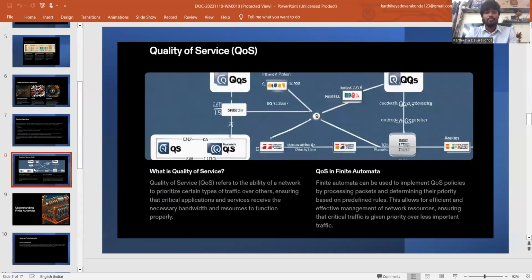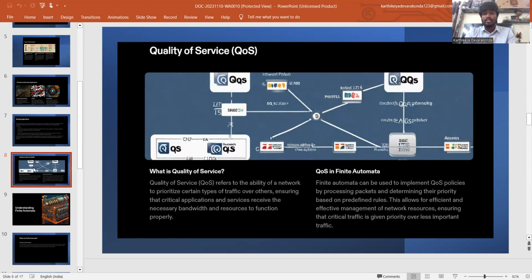Now we'll discuss about the quality of service. Now, what is quality of service? Quality of service refers to the ability of a network to prioritize certain types of traffic over others, ensuring that critical applications and services receive the necessary bandwidth and resources to function properly. We can see the picture.